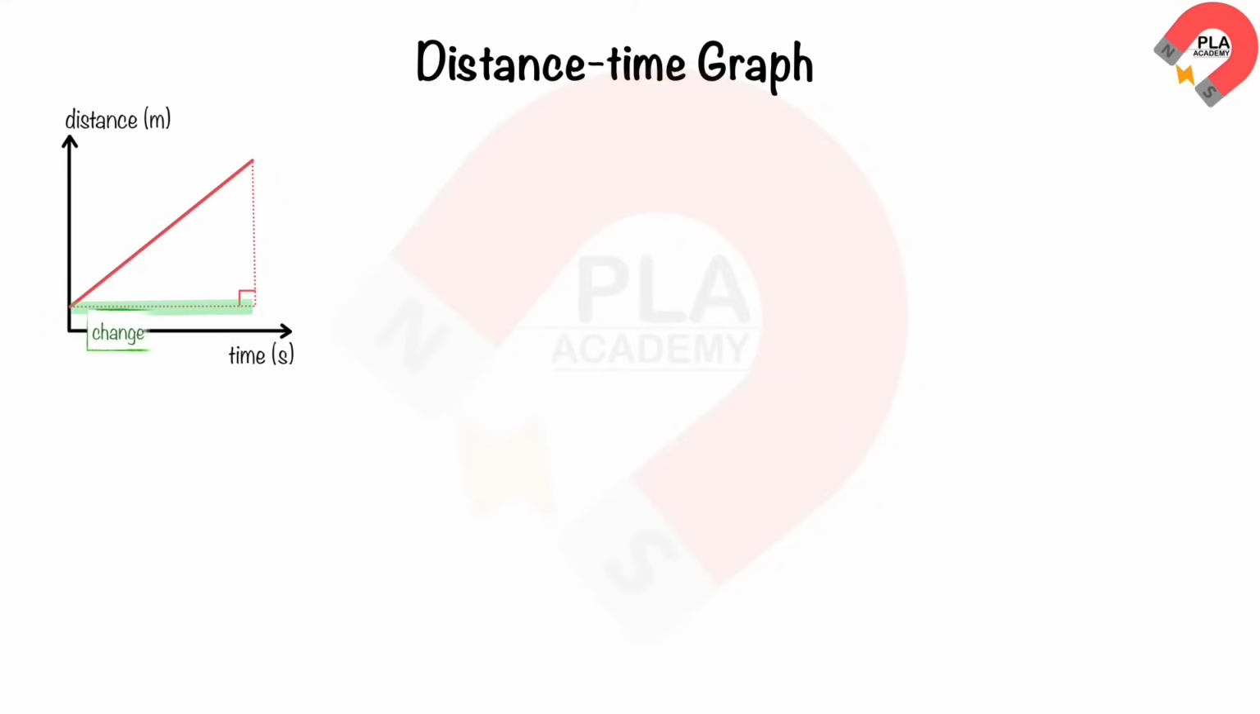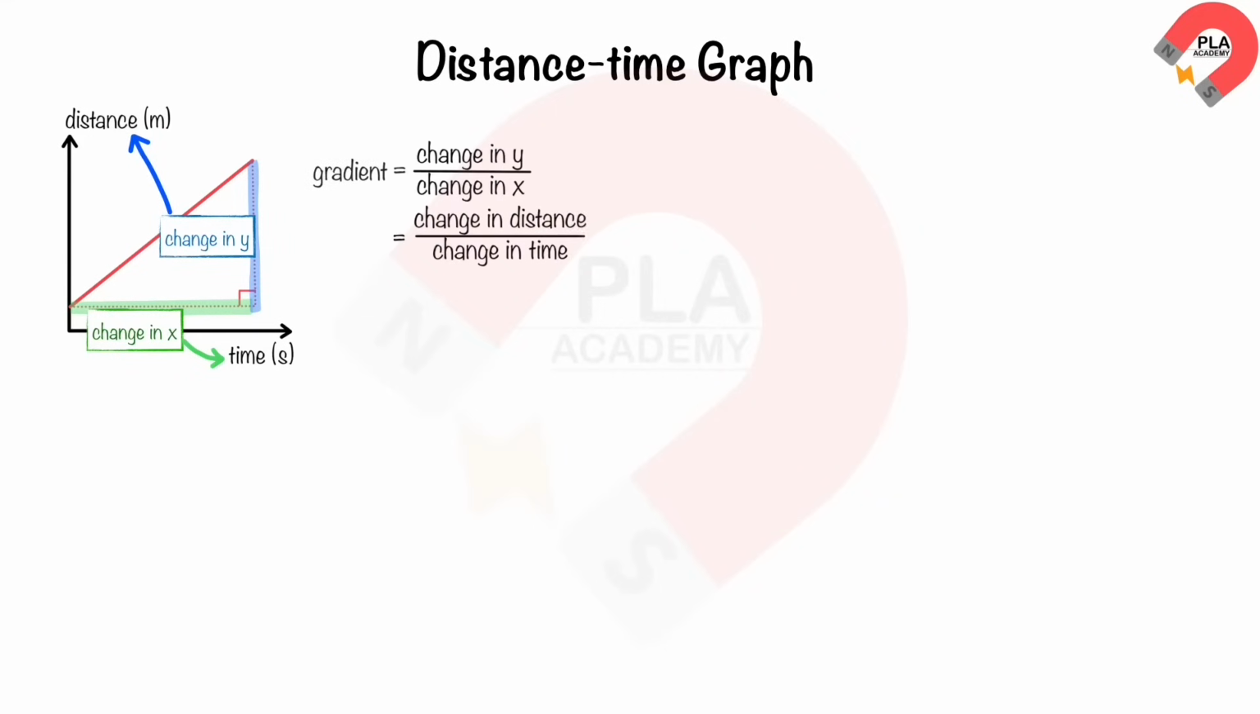Distance-time graph. The graph of distance against time as shown here. We draw a right triangle. Here is change in x, and the x-axis represents time. Here is change in y, and the y-axis represents distance. The gradient of the graph is the ratio of the change in y-axis to change in x-axis. So, it is the ratio of the change in distance to change in time.